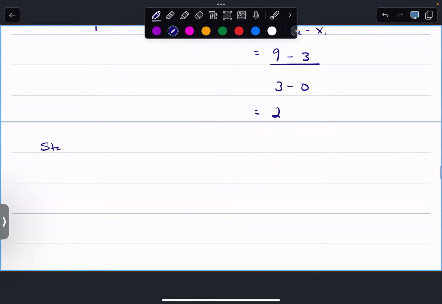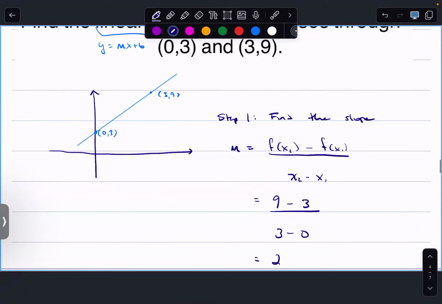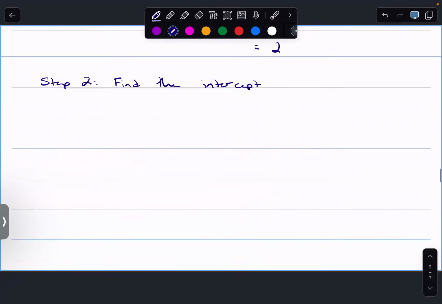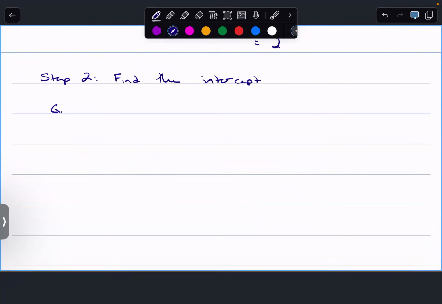Step 2, find the intercept. This is something that we haven't done yet, right? But I'm gonna just grab what the points were. Given points (0, 3) and (3, 9). Now, there's an obvious choice here, (0, 3). That would make your life a lot easier. In fact, it's given to you, right?